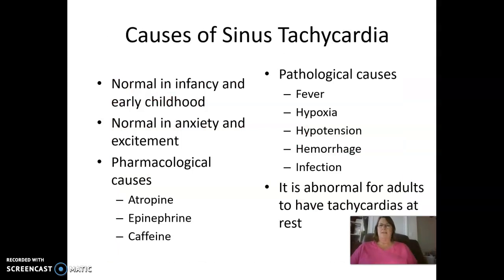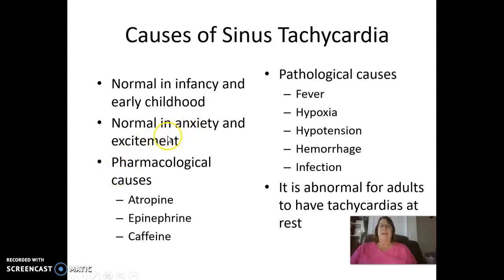So what causes a sinus tachycardia? It's normal in infancy and early childhood. When I'm telling you that a normal heart rate is 60 to 100 beats, that is for an adult. In an infant, we would expect them to be 160 to 180. That would not be alarming to us.